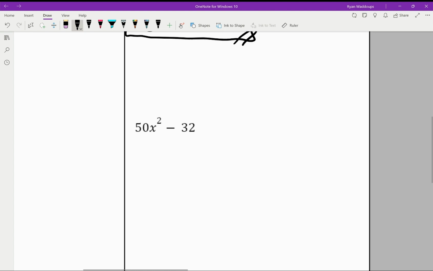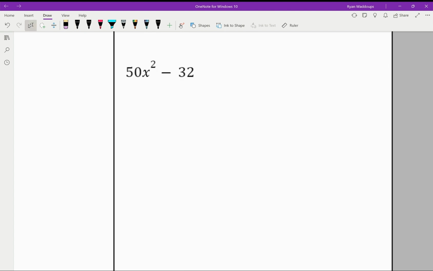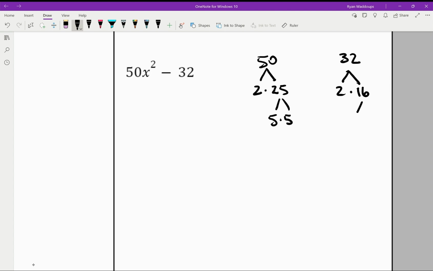Now, if we look at the next one here, we've got 50x squared minus 32. I want to go off to the side here and say, what's 50 and 32? What are their common factors? So I'd break them down into their prime factors. 50 is 2 times 25, and 25 is 5 times 5. Whereas 32 is 2 times 16, and 16 is 2 times 8, and 8 is 2 times 4, and 4 is 2 times 2.